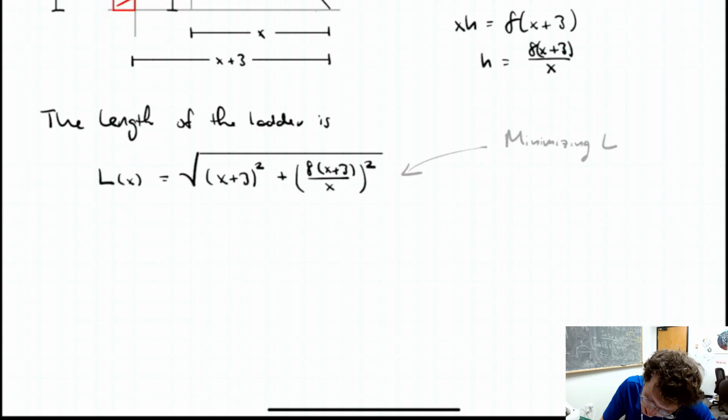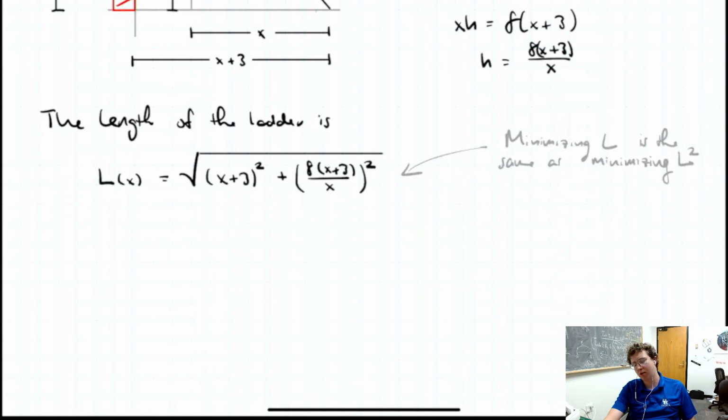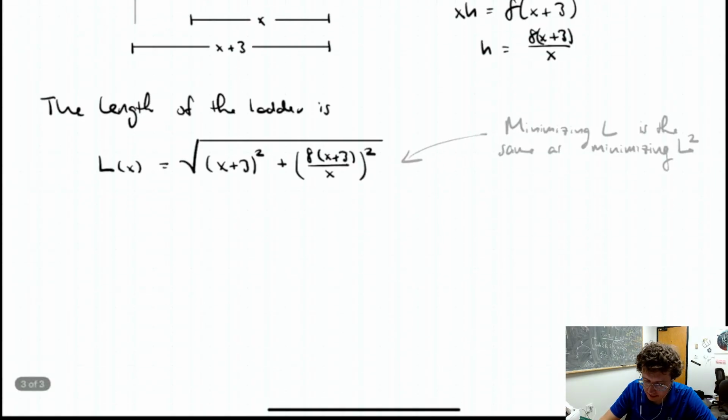minimizing the length is the same as minimizing the length squared. The longer the length is, the longer L squared is. And the longer L squared is, conversely, the longer L is. That's helpful because if you square this, you get to get rid of the square root, which means that you don't need to deal with square roots when you differentiate. So, that just simplifies the calculus and the algebra.